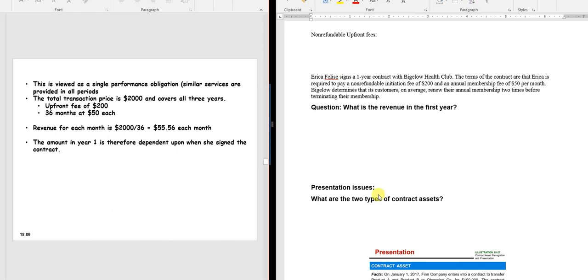And so what is my revenue in the first year? Well, it says we signed a 1-year contract. So let's pretend that she signed that in January. So I'd have $55.56 times 12. If she signed it in November, she would have $55.56 times November, December, so 2 months.